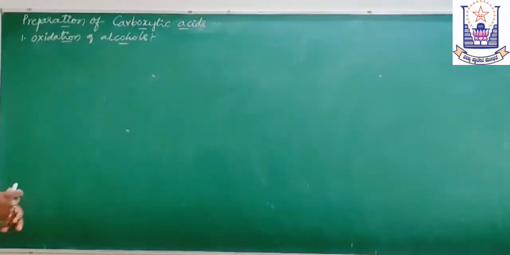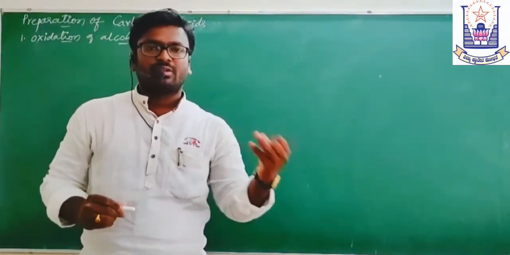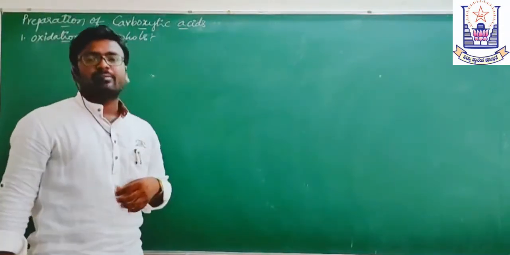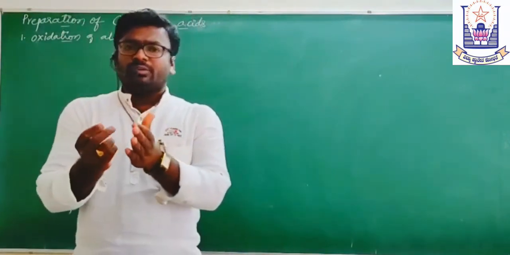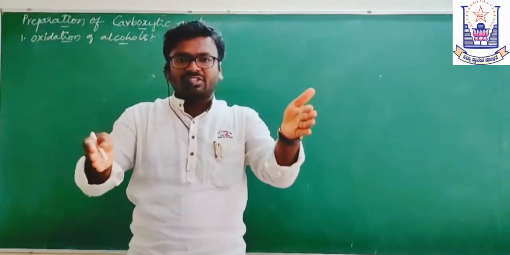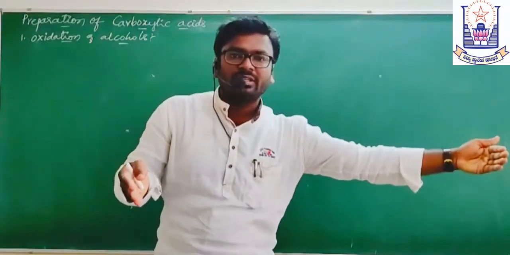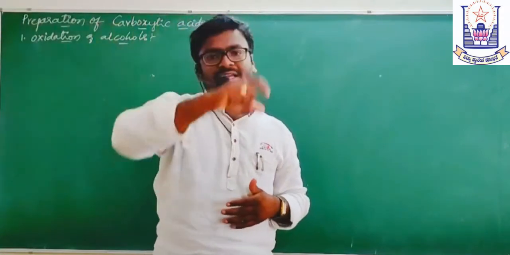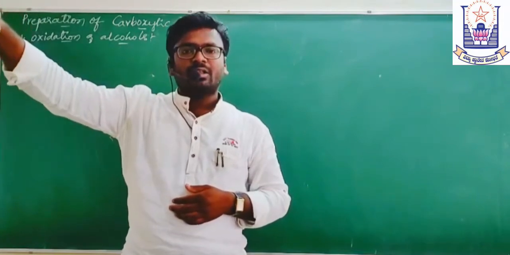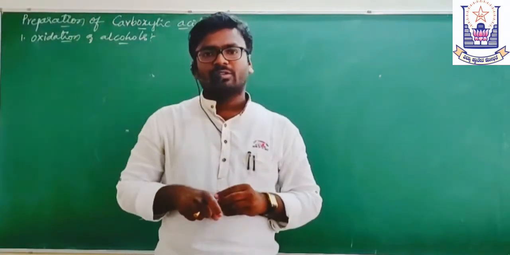Let us discuss the oxidation of alcohols. Here we have primary, secondary and tertiary alcohols. We are going to discuss the oxidation of primary alcohols. We know that hydrocarbons on oxidation yield alcohols, alcohols on oxidation yield the carbonyl compounds, aldehydes and ketones, which on oxidation give the carboxylic acid. That sequence I have shown you in the earlier class.